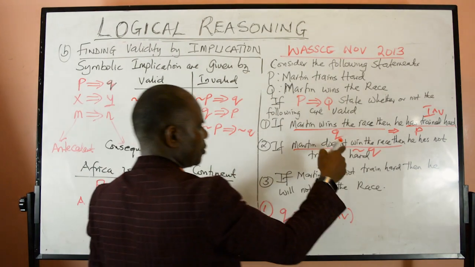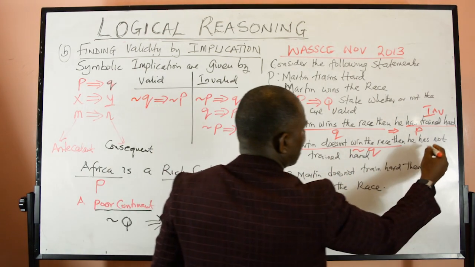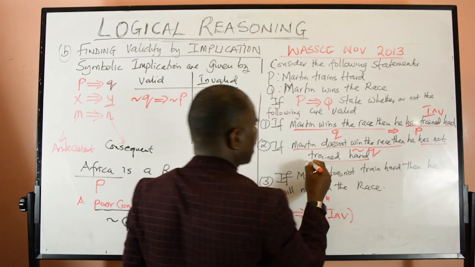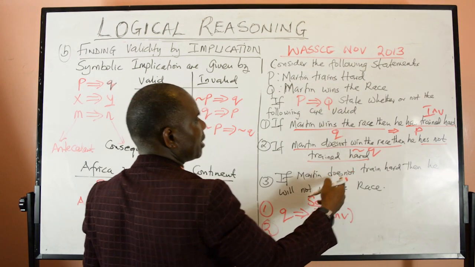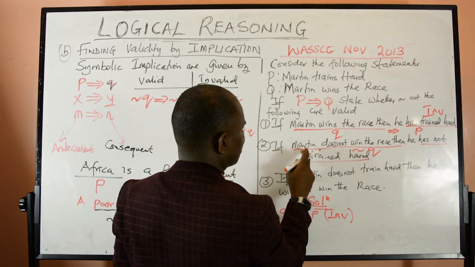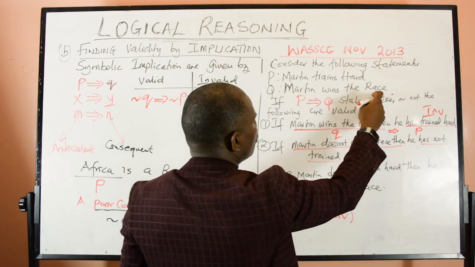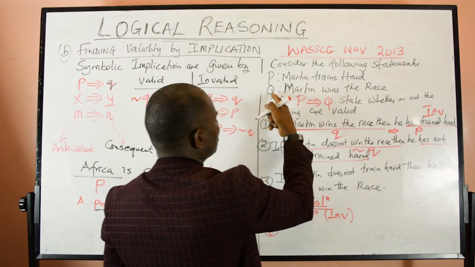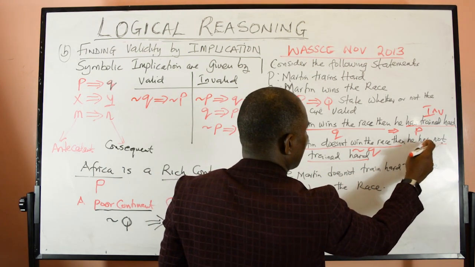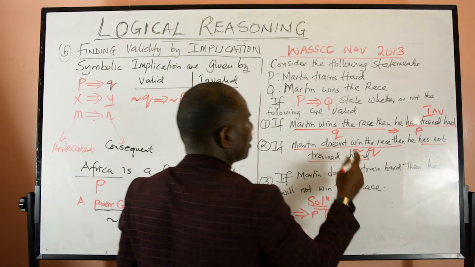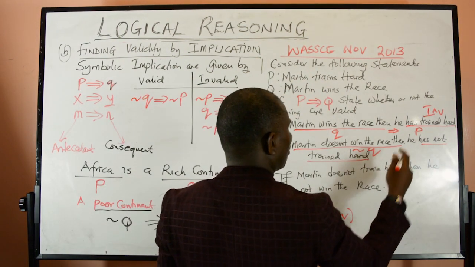So negate Q, because I have negated this Q, and I go back to the last sentence: has not trained hard. Train hard is P, so has not trained hard is negate P. Look at this. This is Martin does not win the race. Win the race is Q. Does not win the race is negate Q. And this one says then he has not trained hard.